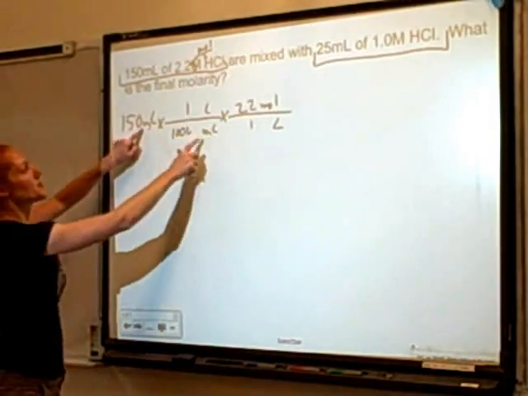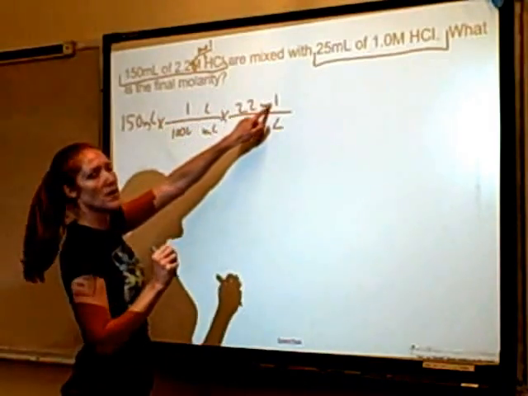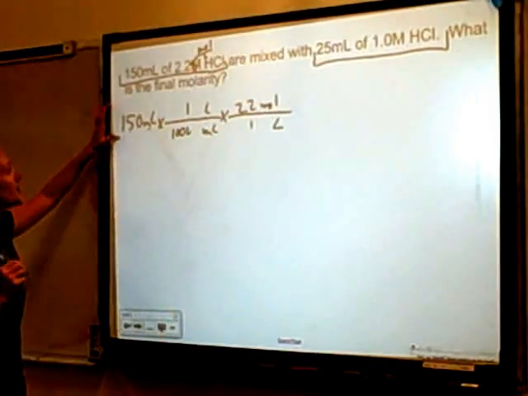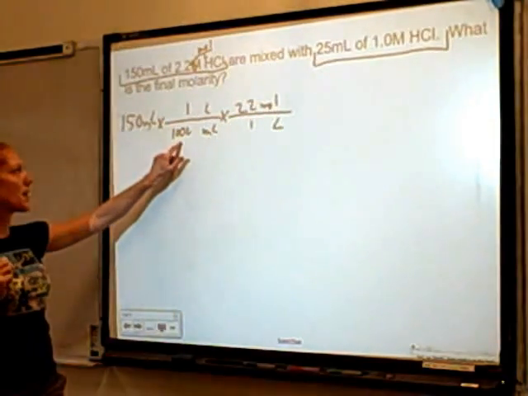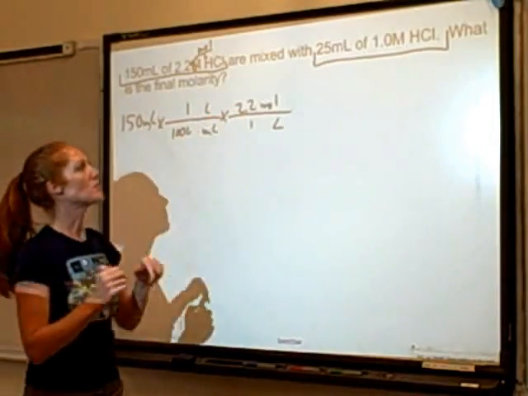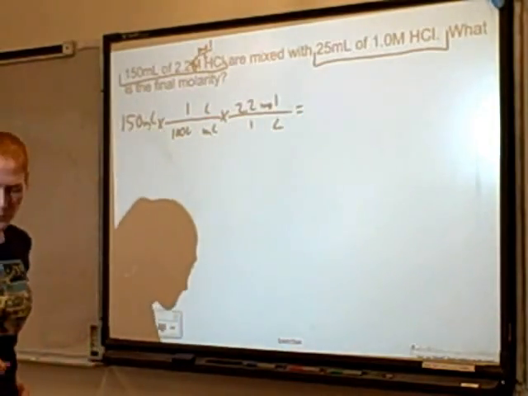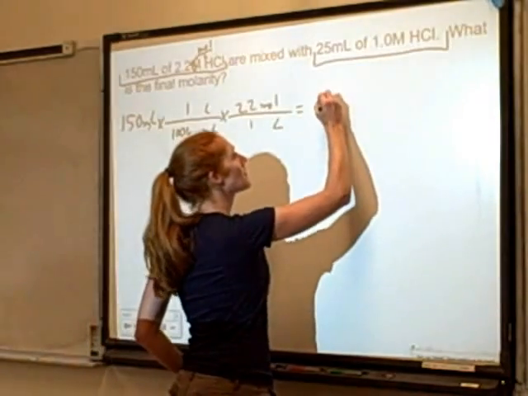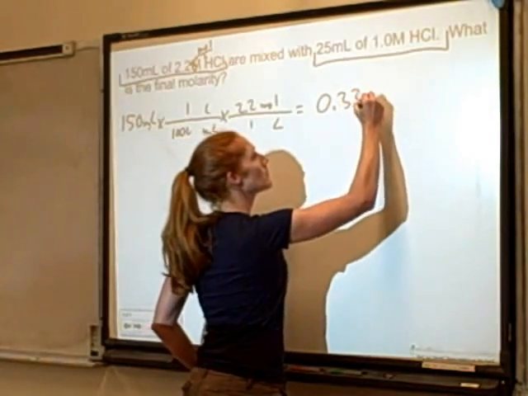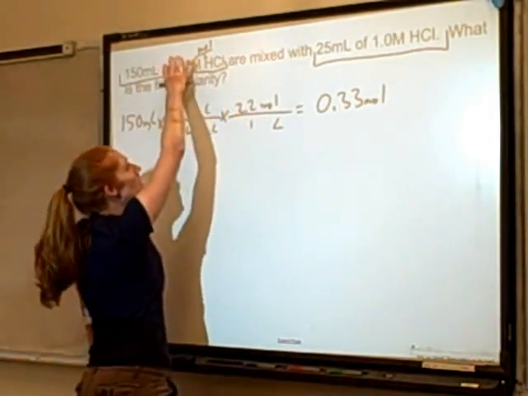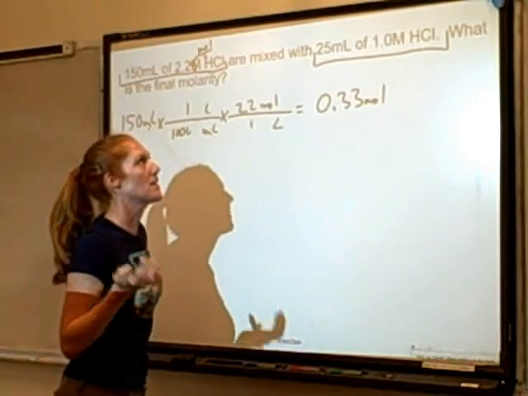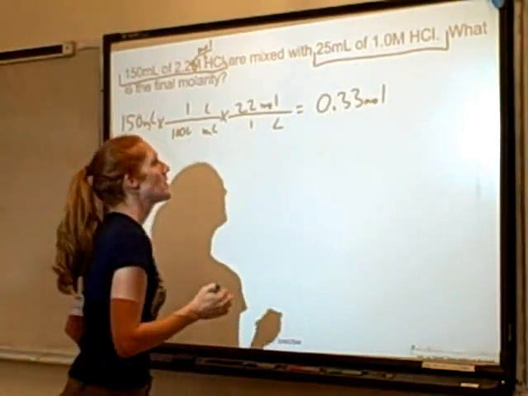Okay, so milliliters to milliliters, liters to liters. I'm left with moles. So I'll go 150 divided by 1,000, then times 2.2, and I end up getting 0.33 moles. So that's how many moles are present here of hydrochloric acid. Let's see how many moles are in that.